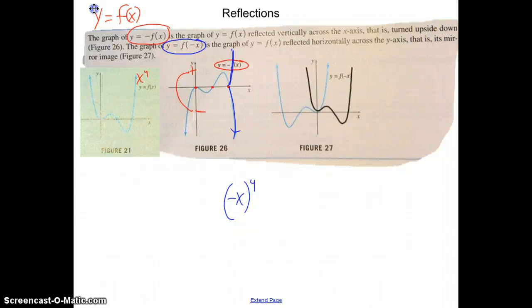We are starting with this black graph with that point still at the origin. When we throw that negative into the x value, what we are doing is changing the sign of all of the x coordinates. So what were positive x coordinates are now going to reflect over to be negative x coordinates. That's just flipping the graph over that y-axis, okay?